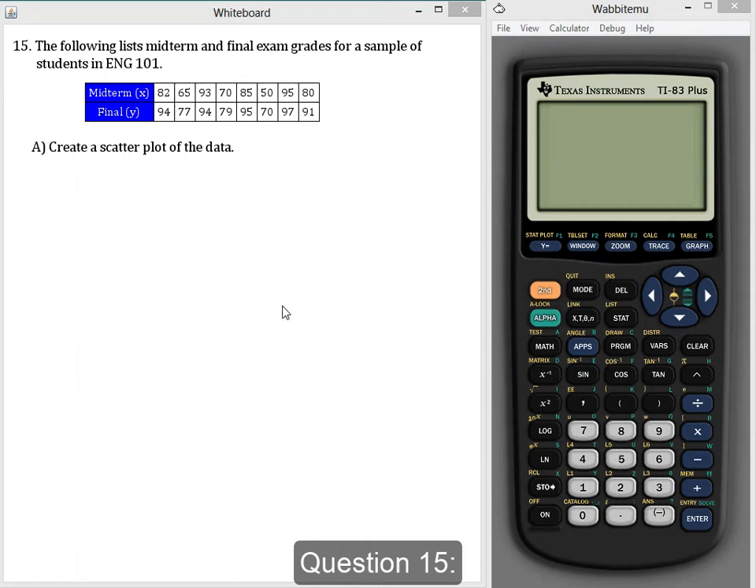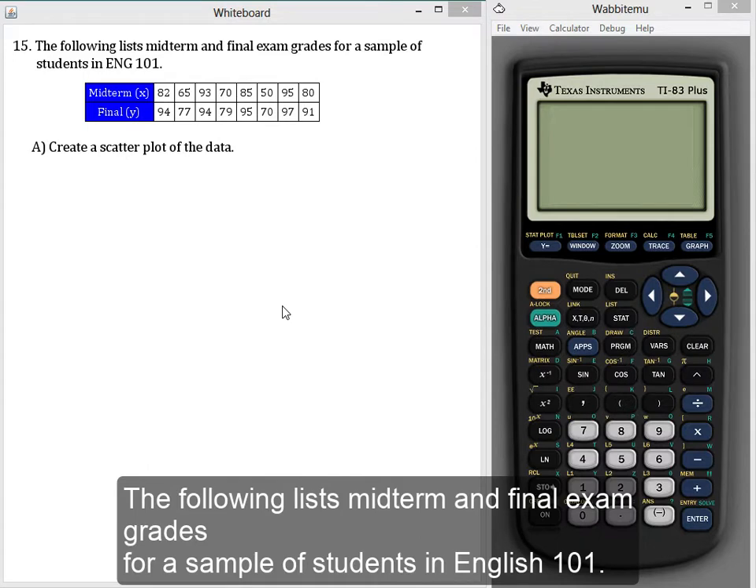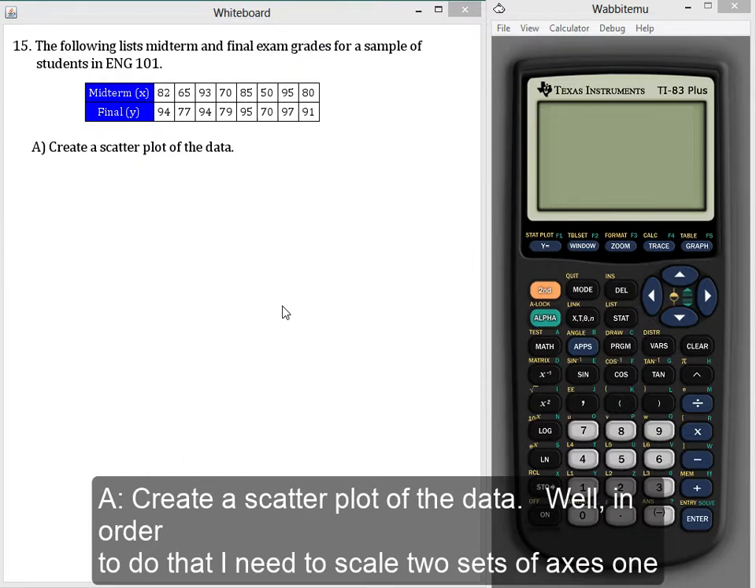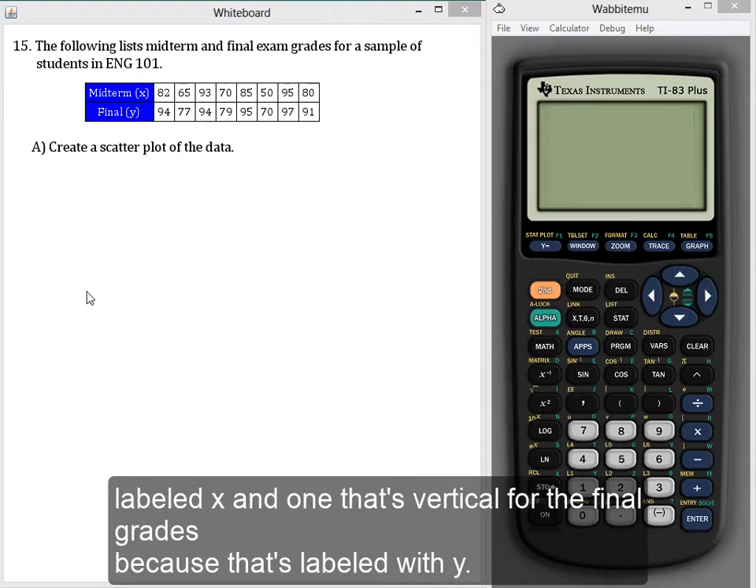Question 15. The following list midterm and final exam grades for a sample of students in English 101. Part A, create a scatter plot of the data. Well, in order to do that, I need to scale two sets of axes, one that's horizontal for the midterm grades because that's labeled X, and one that's vertical for the final grades because that's labeled with a Y.